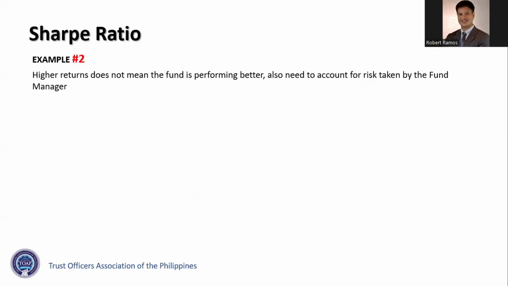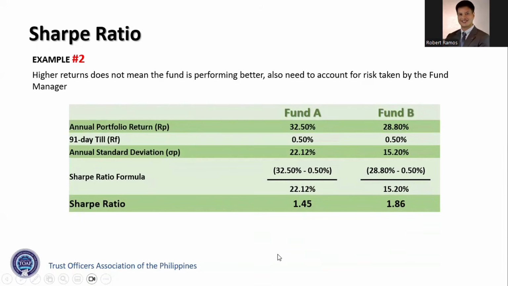So higher returns does not mean simply that the fund is performing better, but you also need to take account for the risk taken by the fund manager. So in this case, you take a look not only at the numerator, you take a look at the denominator. You would like to make sure that you have a higher numerator, once you subtract the risk-free rate, and you'd like to make sure that your denominator is lower. By having a higher numerator and a lower denominator, in this case, will tend to generate a higher Sharpe ratio.